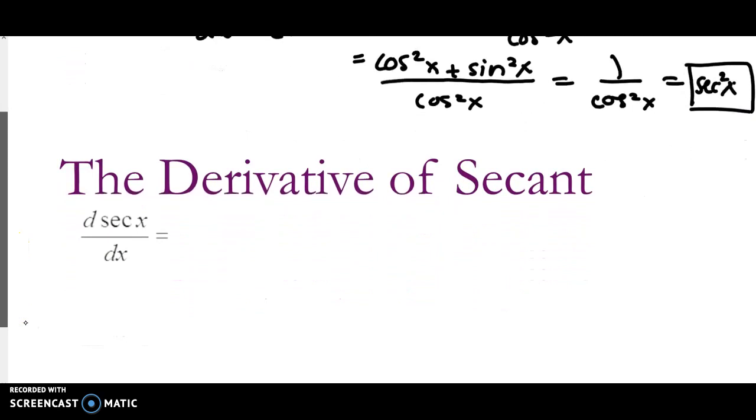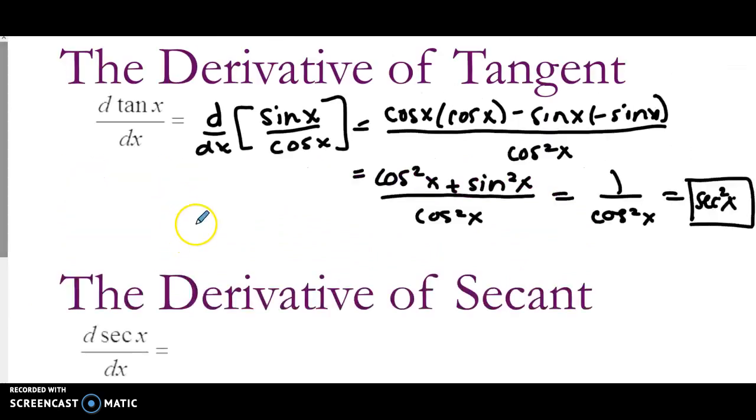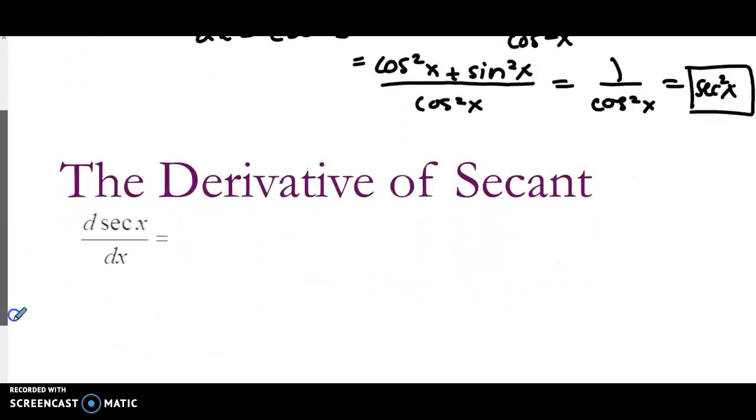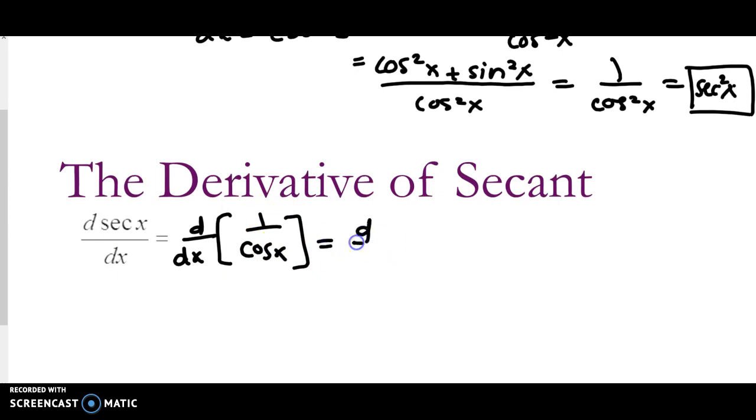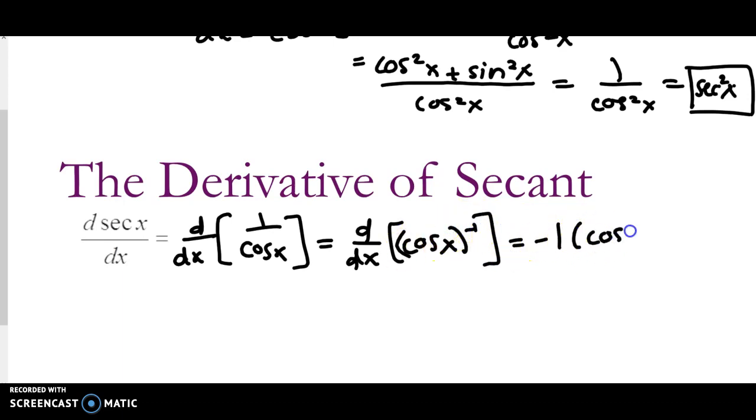How about this one? How could we derive the derivative of secant? Well, that's the same thing as 1 over cosine of x, which is the same thing as cosine of x to the negative first. Let's do this derivative. Bring the exponent in front. I have cosine of x to the negative second, but don't forget to multiply by the derivative of the inside, which is negative sine of x.